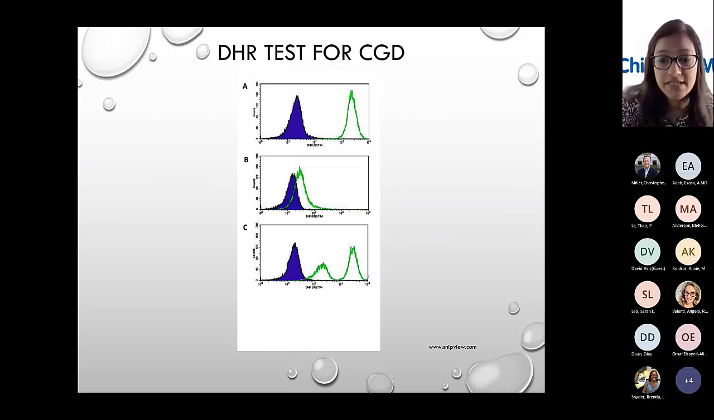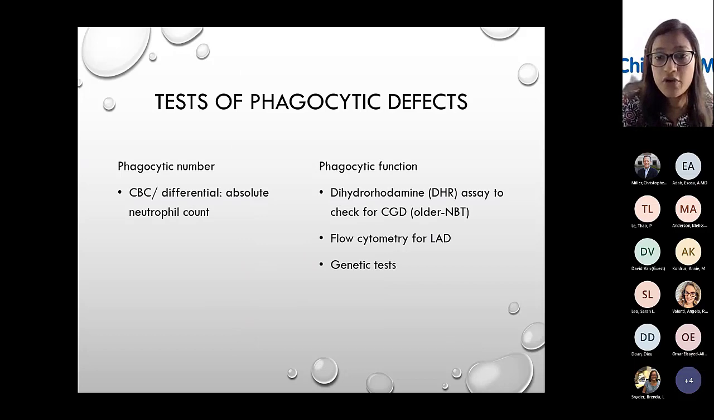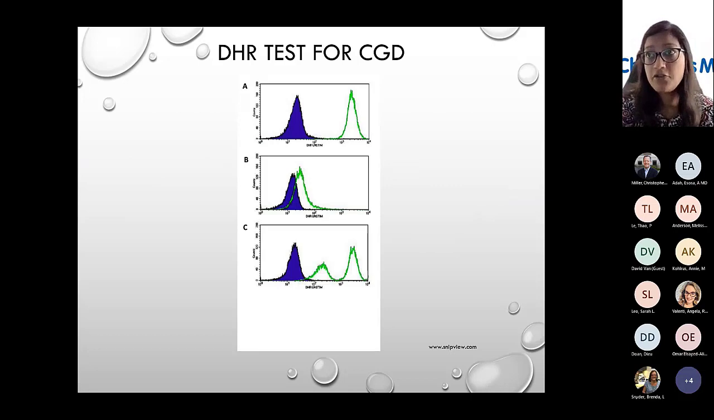Here's the dihydrorhodamine test. Sorry, let me take a look. Okay, so for chronic granulomatous disease, oxidative burst is the test that we perform. In the past, there was the nitroblue tetrazolium test that is no longer used, at least in North America, and the test that we use is the dihydrorhodamine test. So what is that test? You basically use a blood sample, isolate neutrophils, and they are tagged with dihydrorhodamine, and then they are stimulated, and if they have oxidative burst capacity, then they would be oxidized to rhodamine.